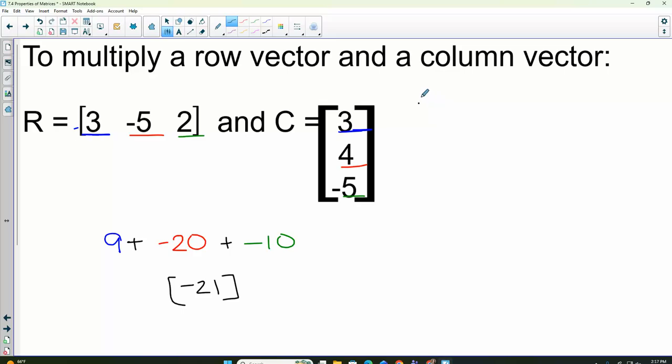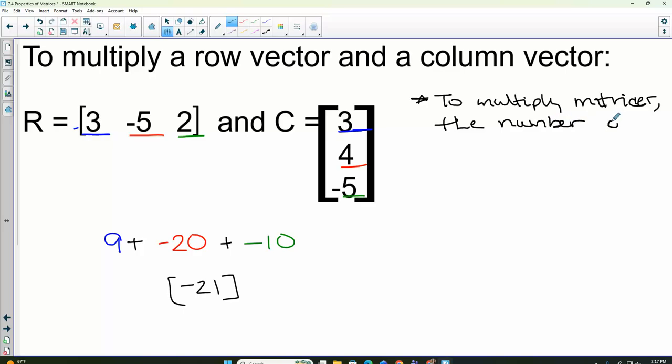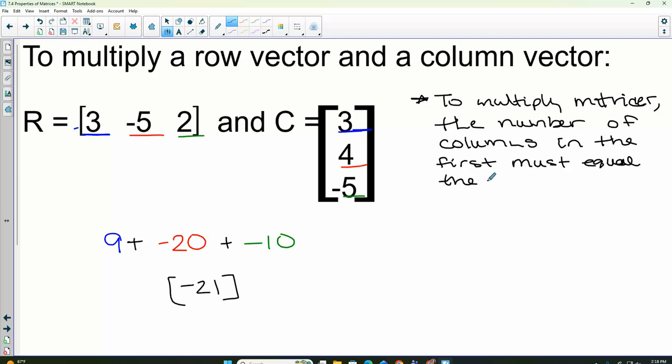In general, to multiply matrices, the number of columns in the first must equal the number of rows in the second.